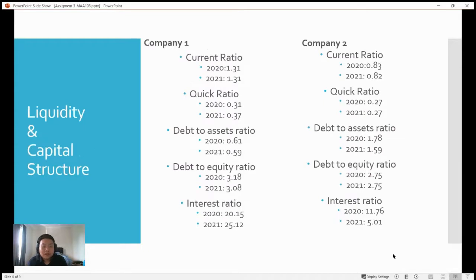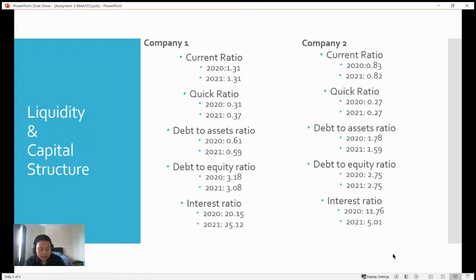Okay, right now we're gonna talk about liquidity and capital structure. So we're gonna start with current ratio. What is current ratio? It's the liquidity of the business to meet its short-term debt. What does that mean? Can they pay the short-term debt on time? If not, that means they're not liquid enough. That means they're going bad, going worse than the others.